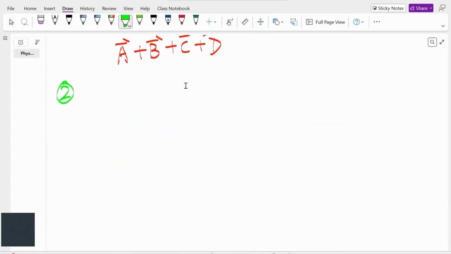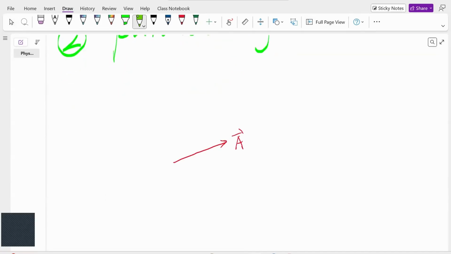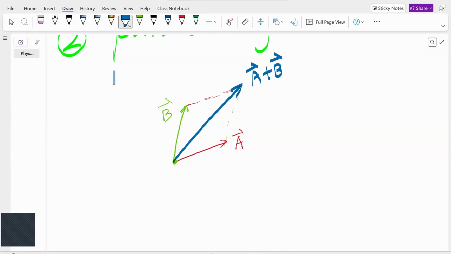The second scenario, you are going to use a parallelogram. How do we use this parallelogram? So imagine you have vector A and then vector B is going this way. So right now, you draw both vectors starting from the same point. Do you see that? Then how do you find the resultant? You create a parallelogram. Then your resultant is going this way. This is A plus B. Does it make sense? Yes.